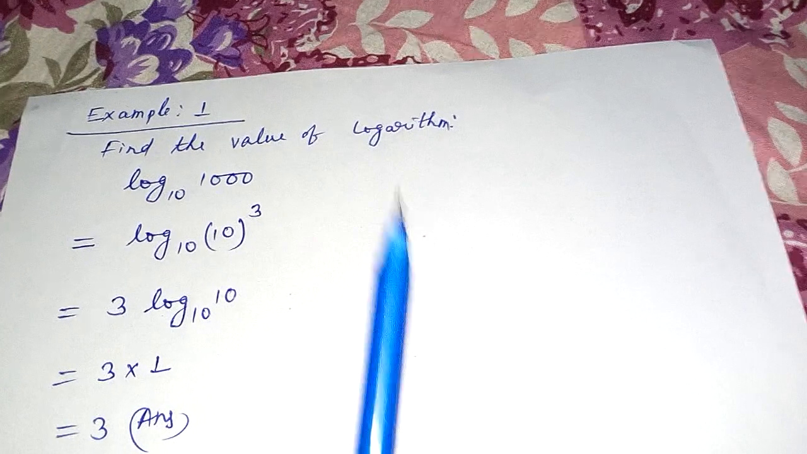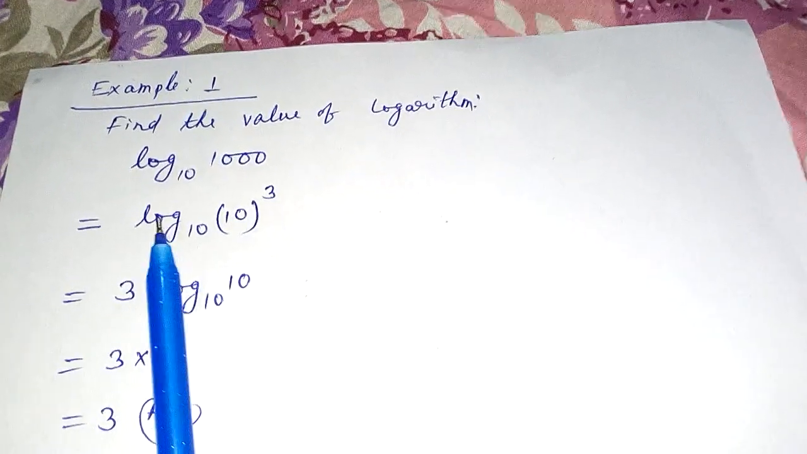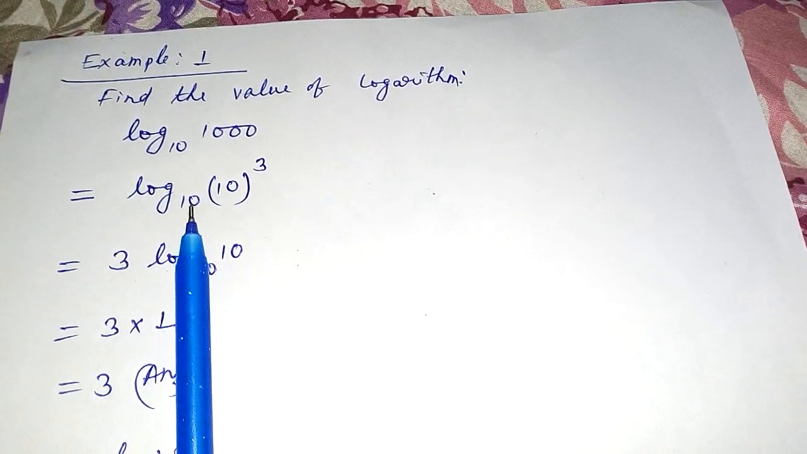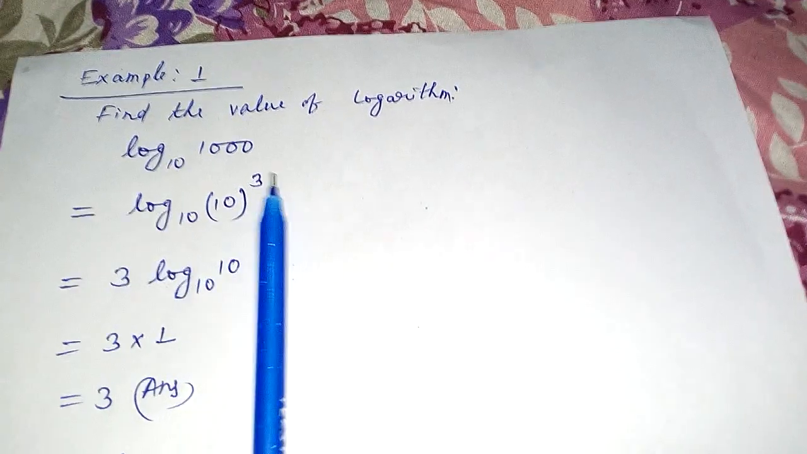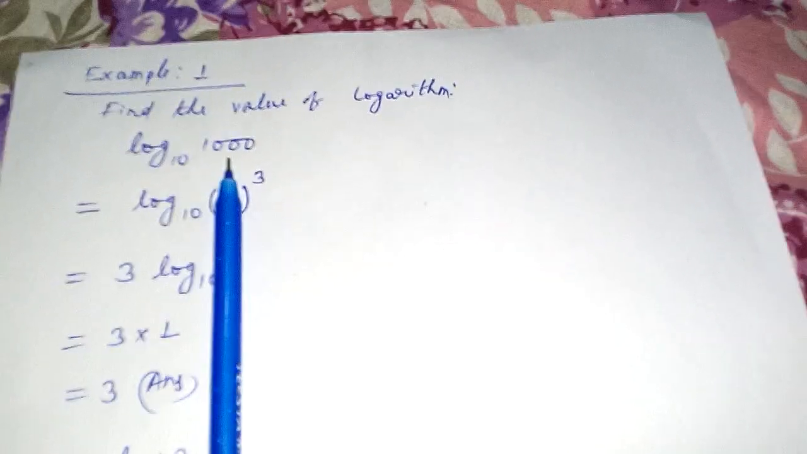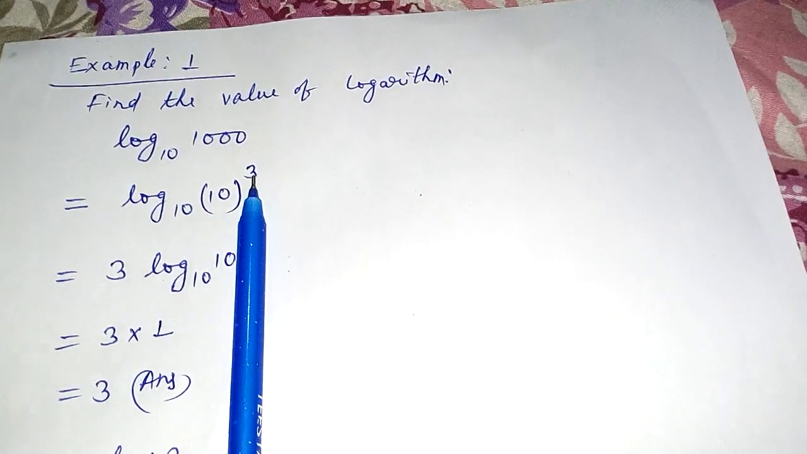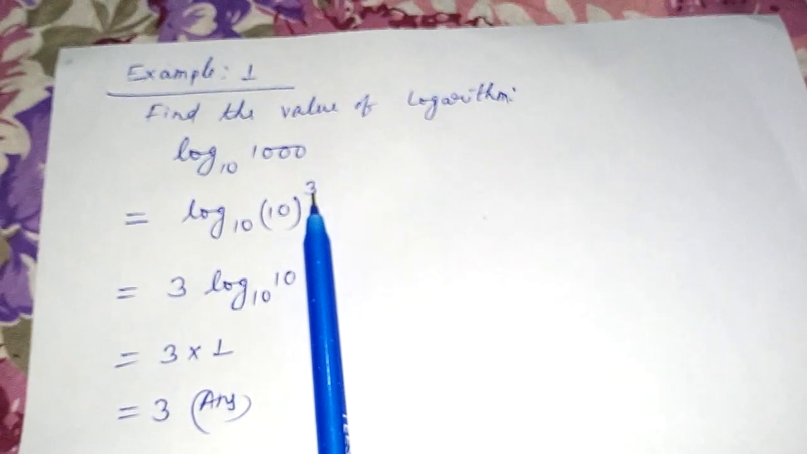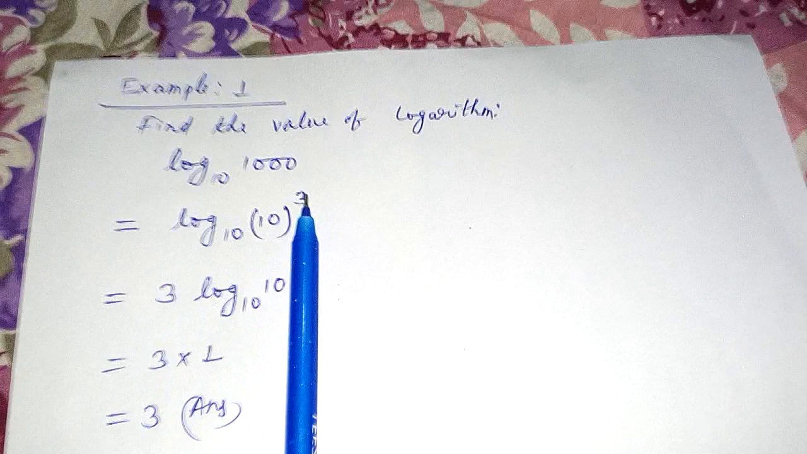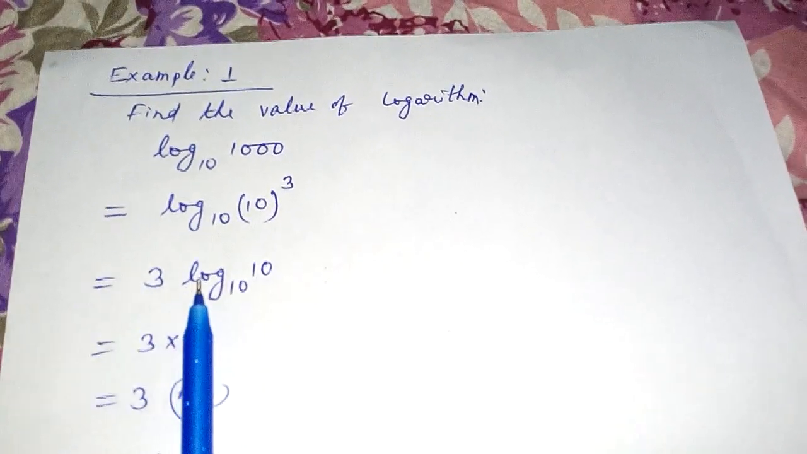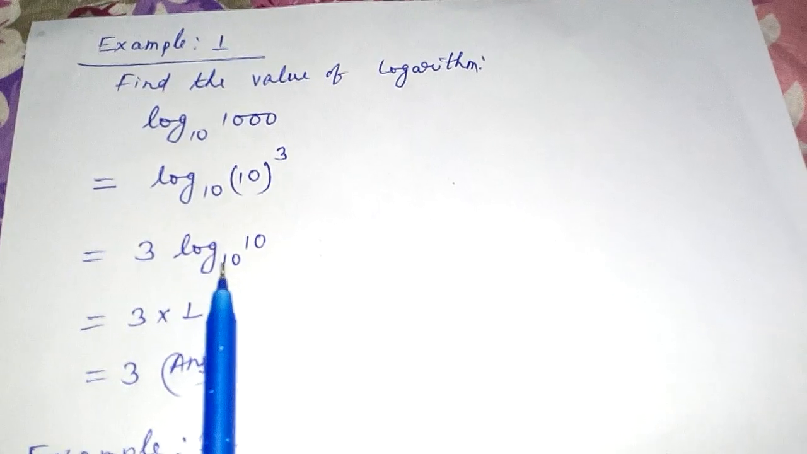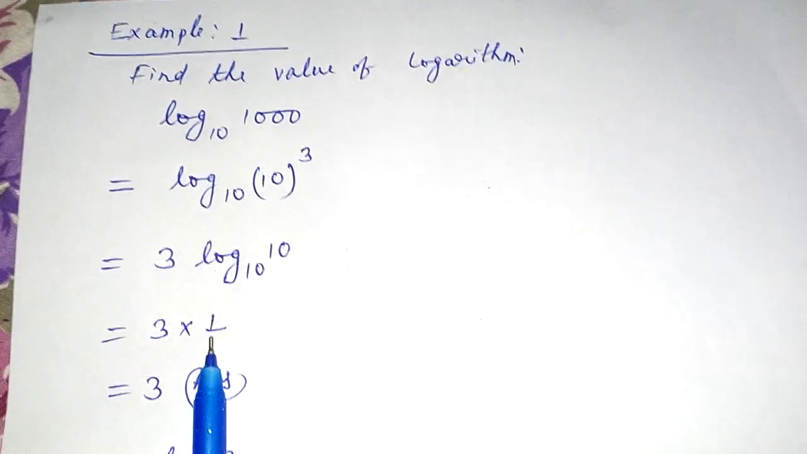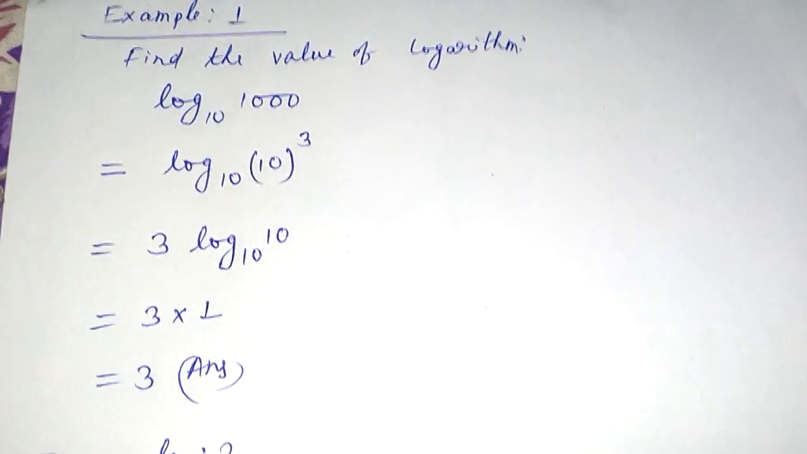Example 1: find the value of log 1000 base 10. Now how to find the value? 10 cube is equal to 1000, so I wrote 1000 in the form of 10 cube. Just now I discussed that whenever there is a power at the top, it can come at the front. So the power 3 came at the front, and then we have log 10 base 10. I said when the base is also 10 it is equal to 1. So 3 into 1 is equal to 3.